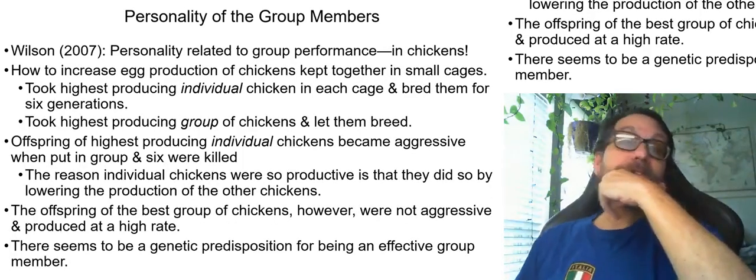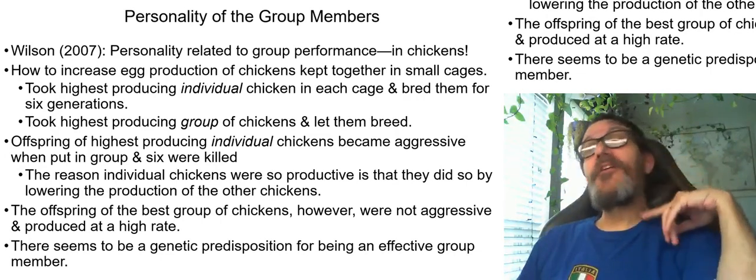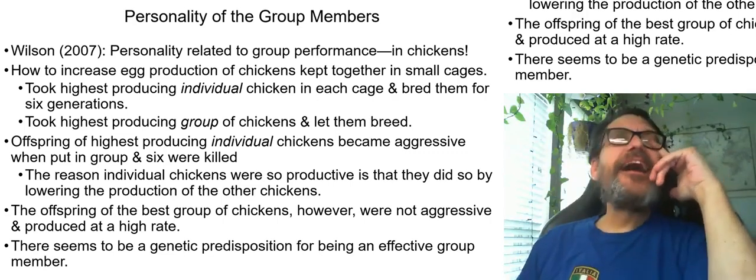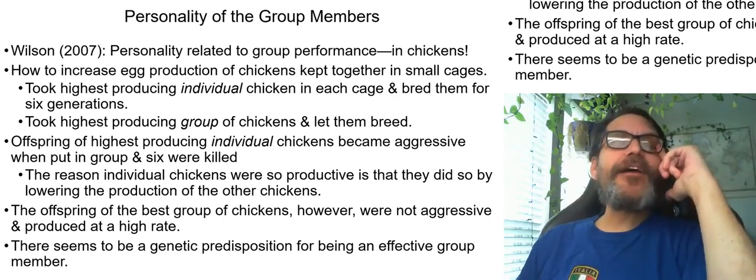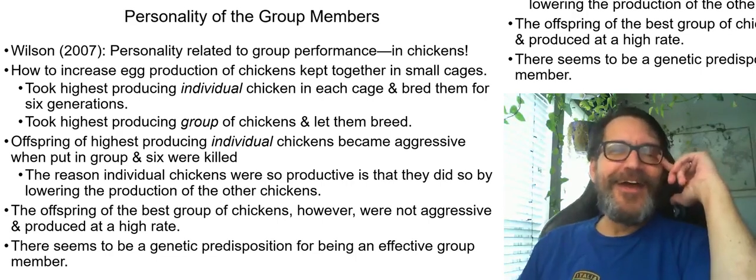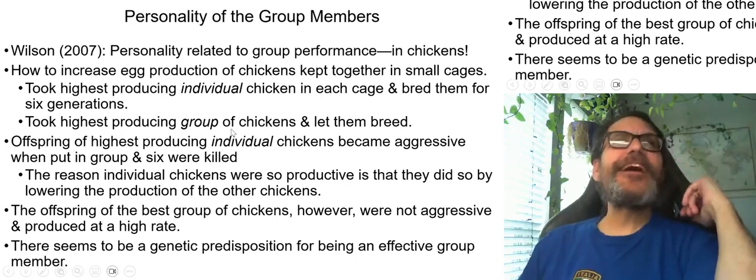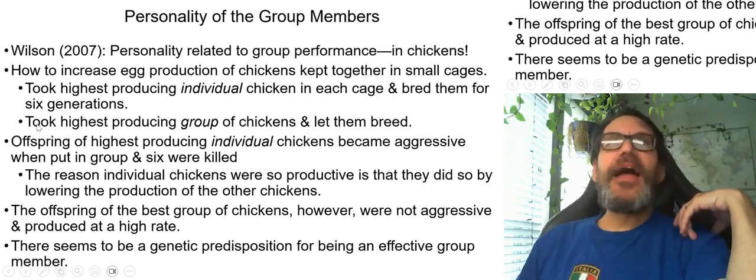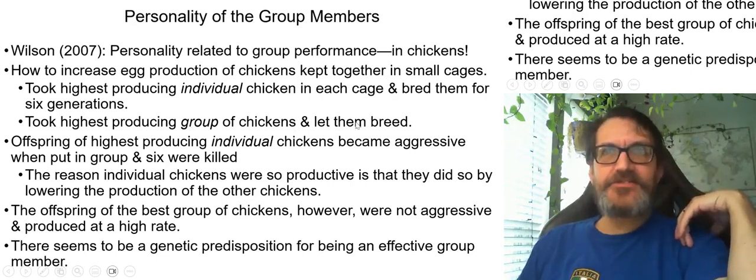Okay? Here's a very cool study. I like this one. I found this one on a podcast one time. It was hilarious. They looked at personality and group performance in chickens. I can always appreciate chicken research. So here's what they did. They took the highest individual chickens, and they bred them for six generations. And then they took the highest producing group of chickens and let them breed.